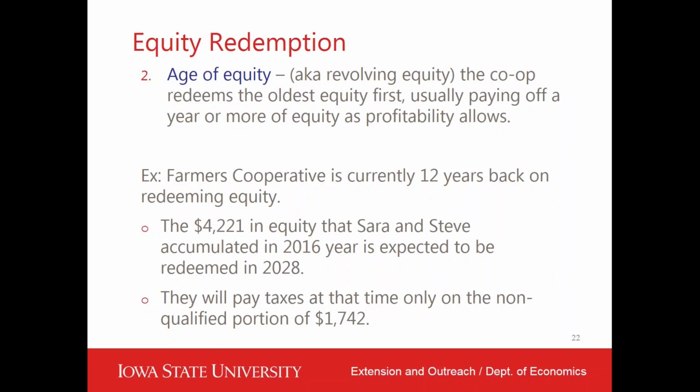So if I'm going back to my example, Farmers Cooperative, if I assume that they're 12 years back in redeeming equity, and that's about average here in Iowa, we have some co-ops that are lower than that and some that are higher, on an age of equity program, that $4,221 in equity that Sarah and Steve built up this year will be redeemed to them in the year 2028, so 12 years later. Now remember, some of that was qualified, so some of that they won't pay taxes on in 2028, and some of it they will. The $1,742 they will then in 2028.